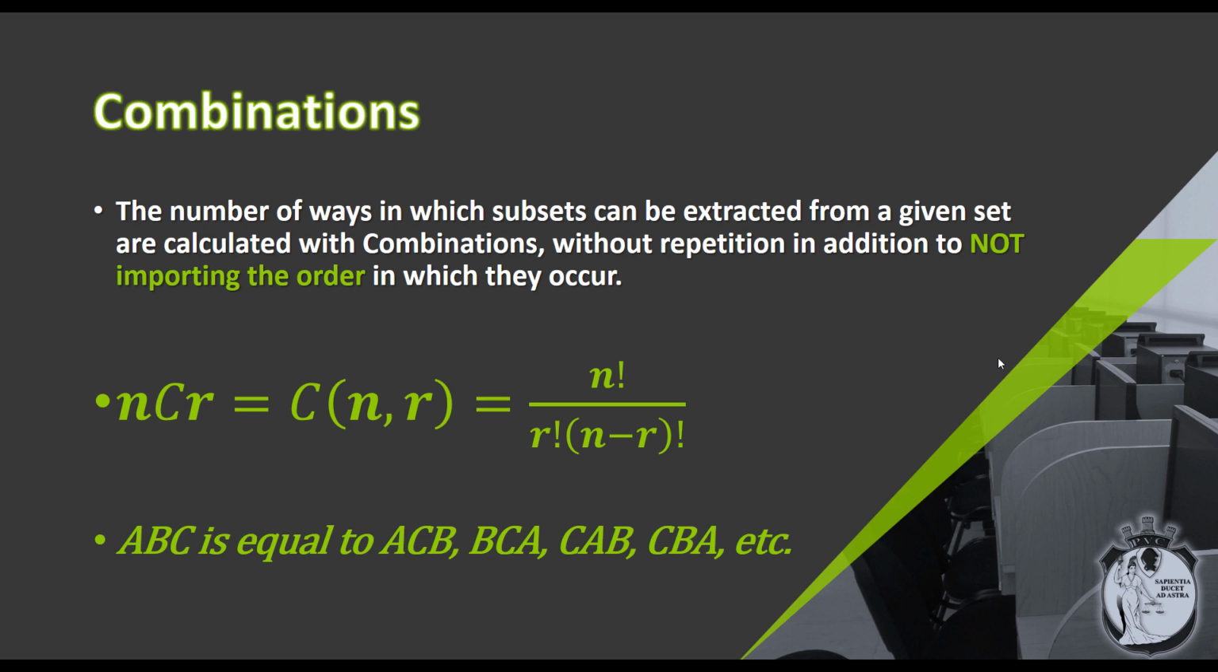Now we'll see the combinations. The combinations are a little different from permutations. The important thing here is that the order does not matter. What it means is, for example, ABC is equal to ACB, BCA, CAB, CBA, etc. So in that case the combinations have fewer ways to mix the elements.